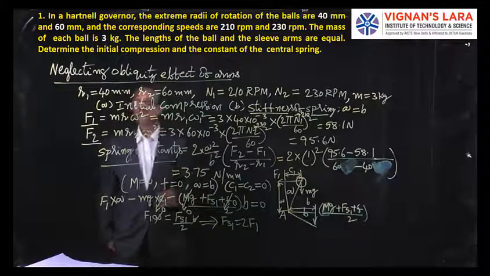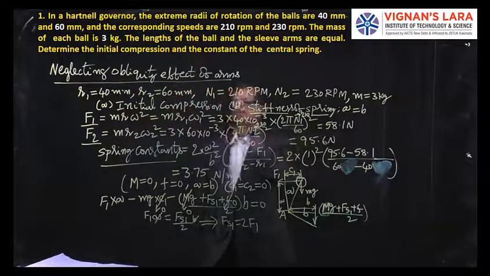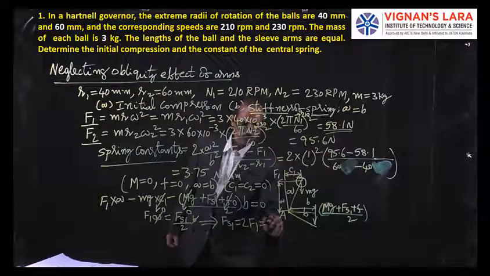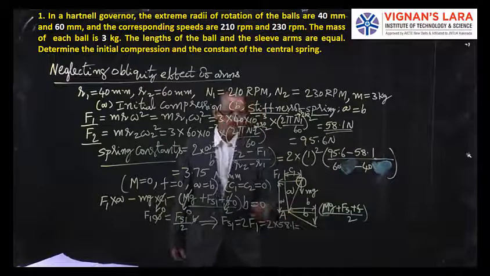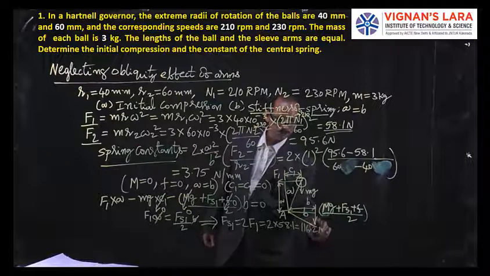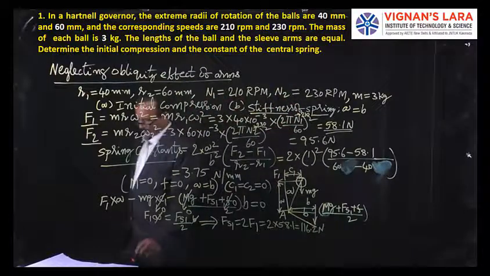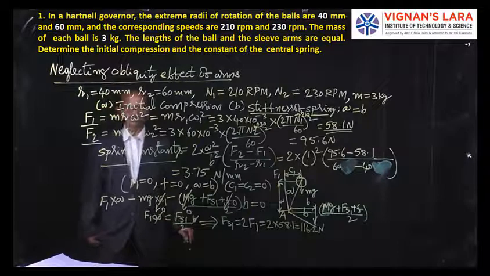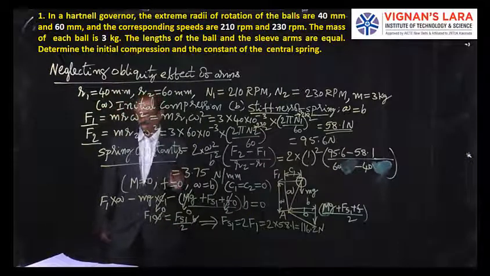So F1 we have already calculated. What is the F1? 58.1. So that is 2 into 58.1, which gives 116.2 newtons. That is Fs1.